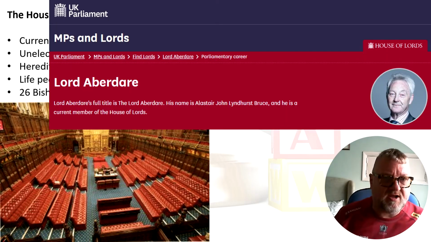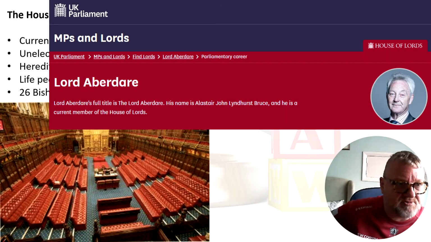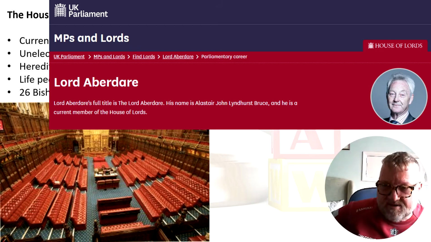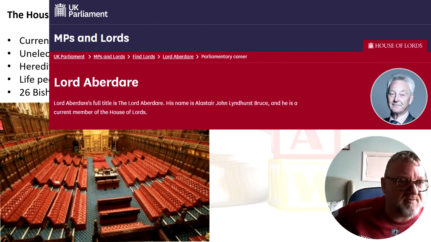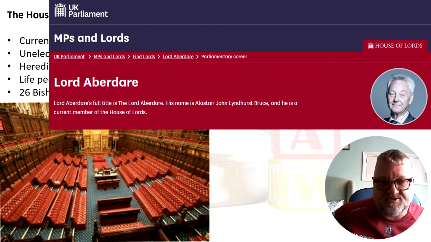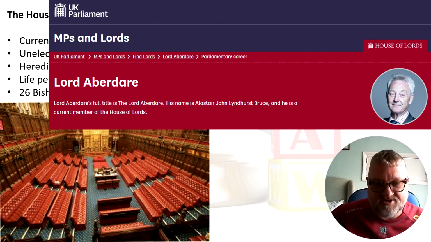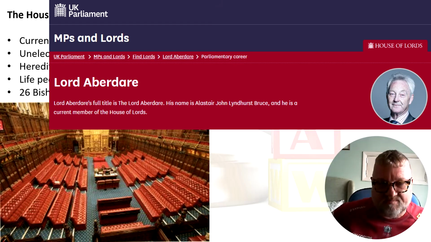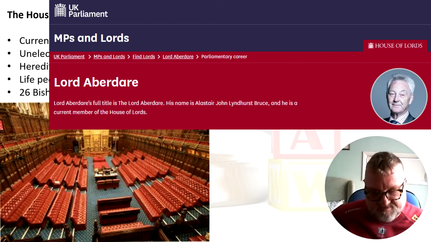So to give you an idea, here is a member of the House of Lords, Lord Aberdare. His full title is Alistair John Lyndhurst Bruce, and he is a member of the House of Lords because his father, Lord Aberdare, and his grandfather, Lord Aberdare, when they died, passed on the title to him, and with the title comes membership of the House of Lords.